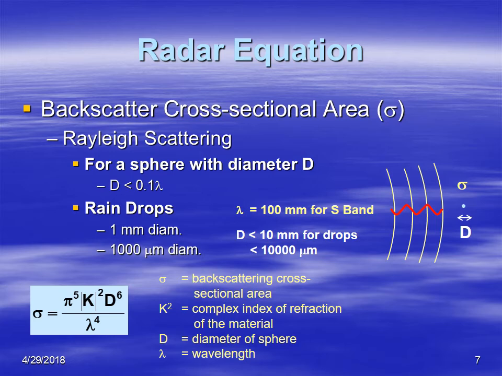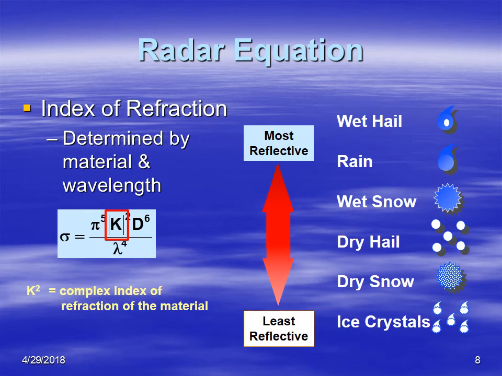It's kind of complicated. It's down the bottom. It's got pi raised to the 5th, it's got the diameter of the droplet raised to the 6th power, and it's got the wavelength raised to the 4th power in the bottom. We've got this K now, K raised to the 2nd power. So what exactly is K? K is the index of refraction of the material.